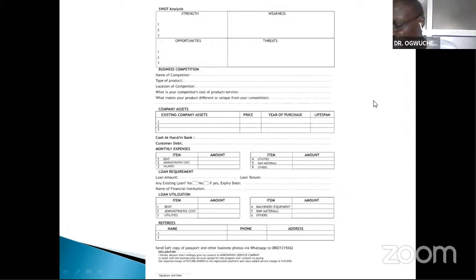These are challenges. Insufficient funds for expansion: you want to expand, but you don't have the sufficient funds to do so. That is why you want to take this facility, for example. So that could be a weakness also.